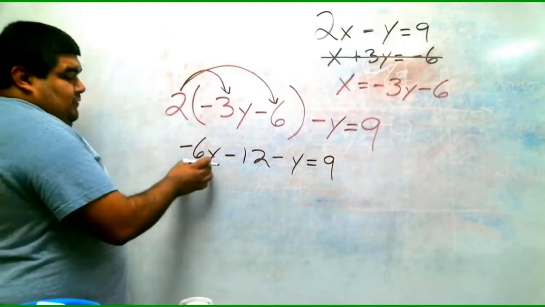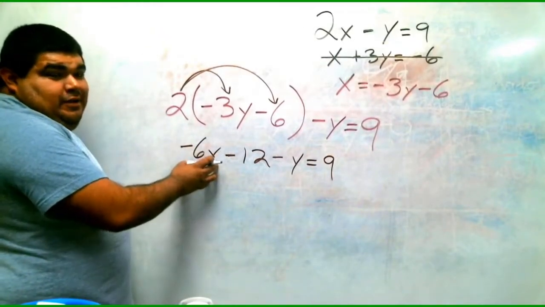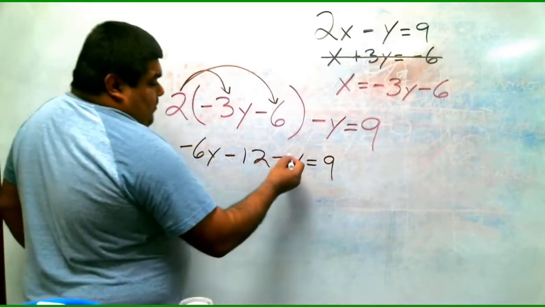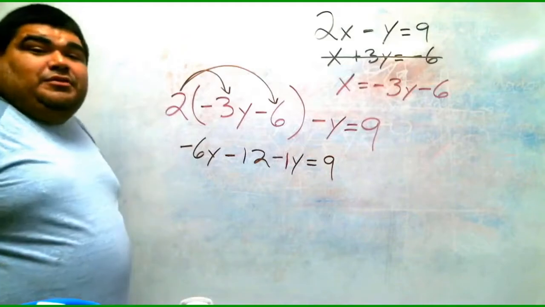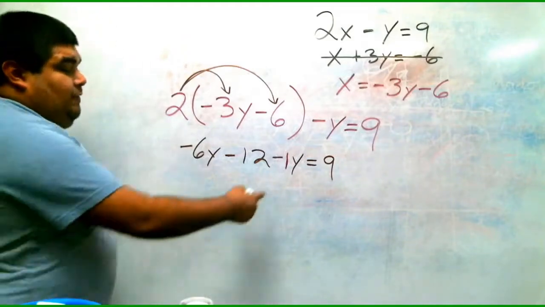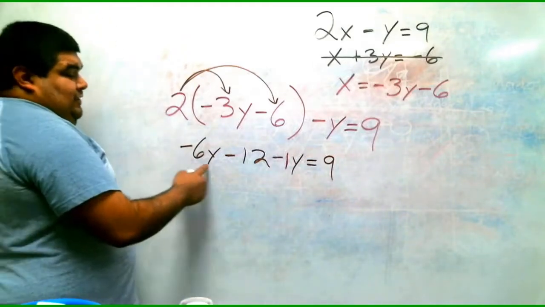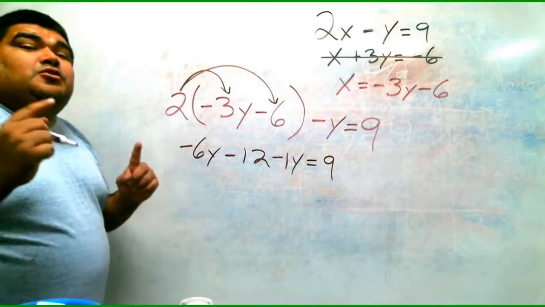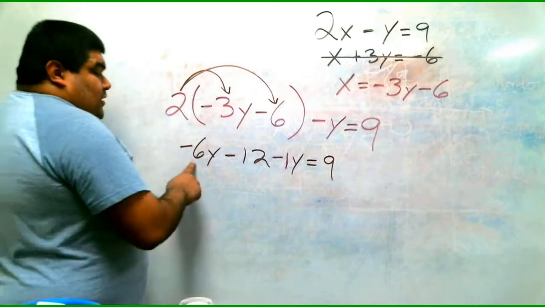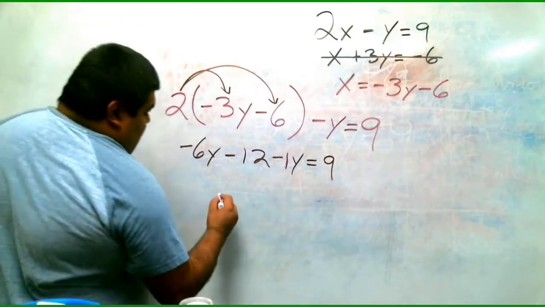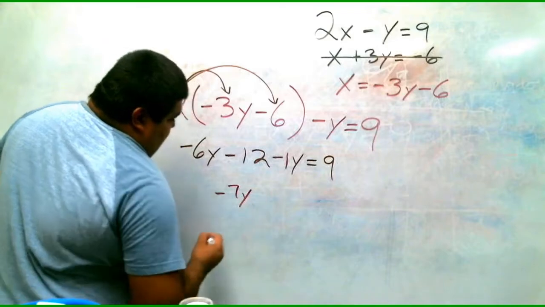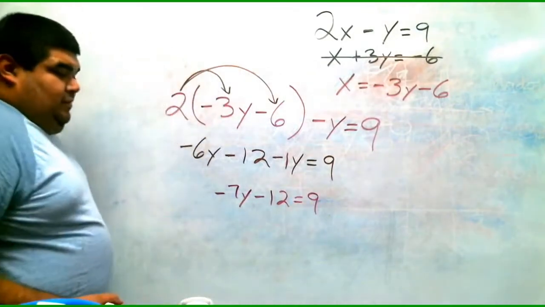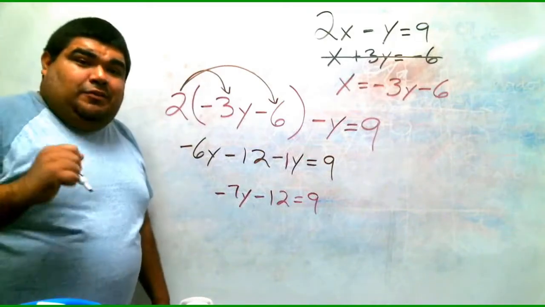So notice that we have negative 6y and negative y on the same side. Notice that all variables that don't have a number in front have a 1. So we have negative 6 minus 1. Notice that they're both negatives, so we add them and keep the negative. So negative 6 minus 1 is negative 7y minus 12 equals 9. Okay? We're almost there. We're almost solving for y.